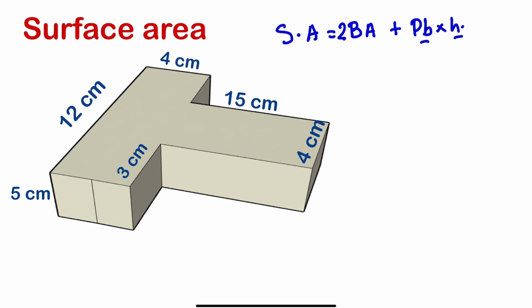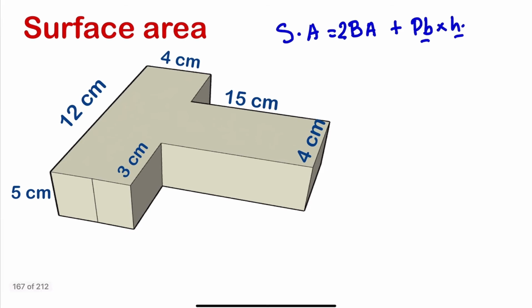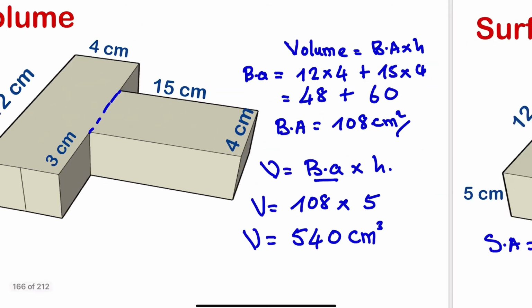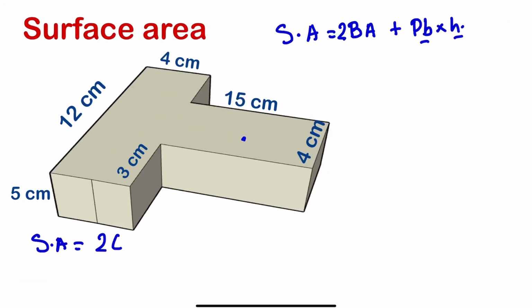If we continue with that, it's going to be long. Our surface area will be equal to 2 times the base area, because I said we have two sides, one on top and the one under. So we are going to have 2 times our base area, which gave us 108, so 2 times 108, plus, now let's look at the perimeter of the base.